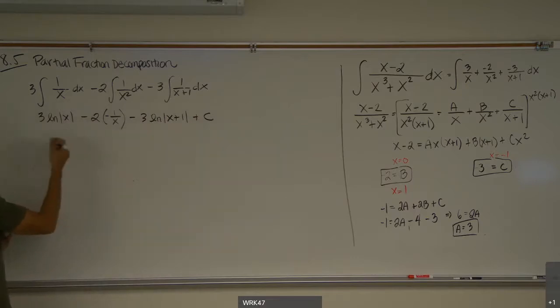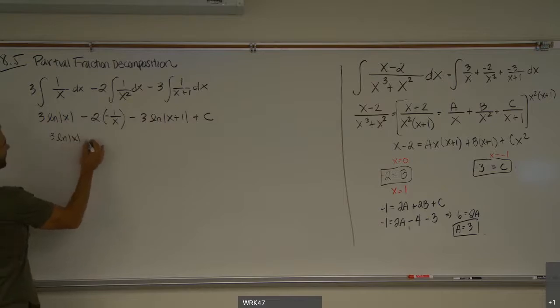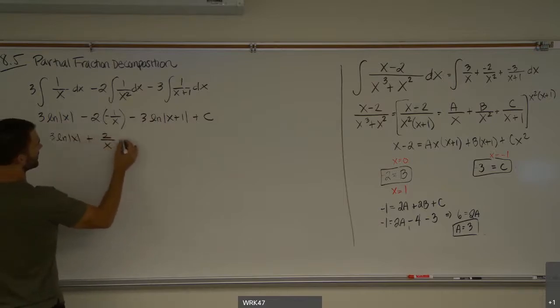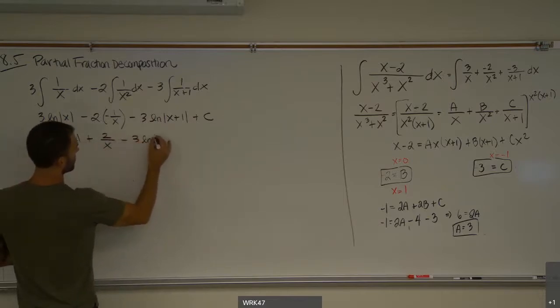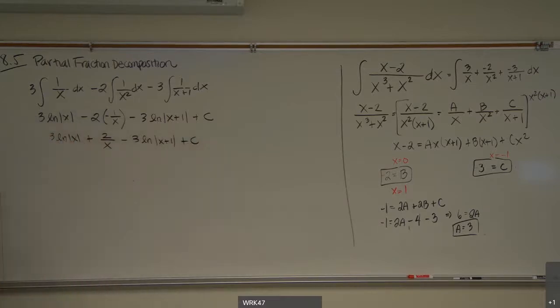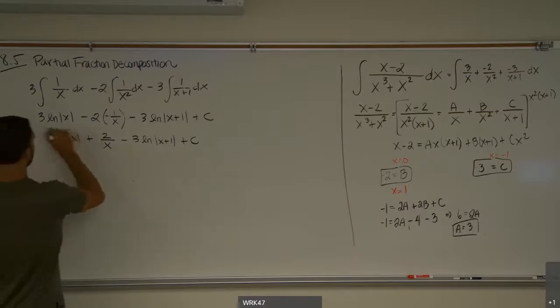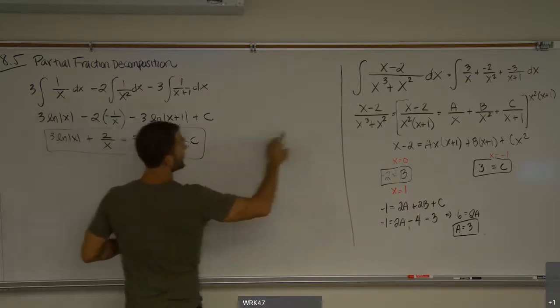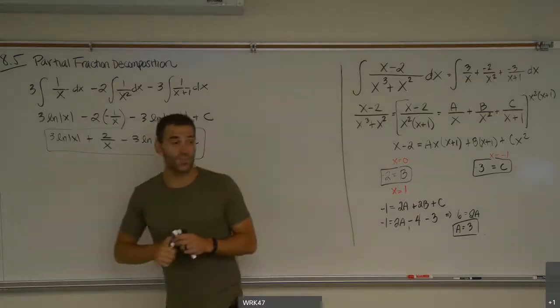So we can combine it if we want. 3 ln of the absolute value of x plus 2 over x minus 3 ln of x plus 1. And there we go, we have an answer. Here's my antiderivative of this function. And again, we're not doing any sort of substitution technique.